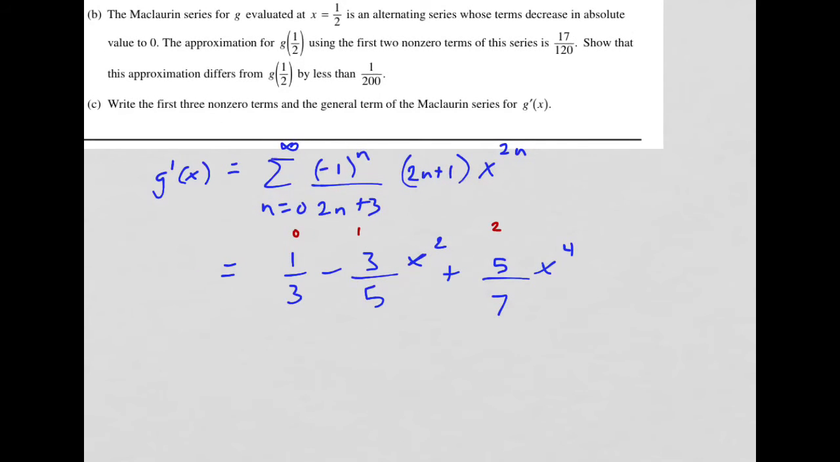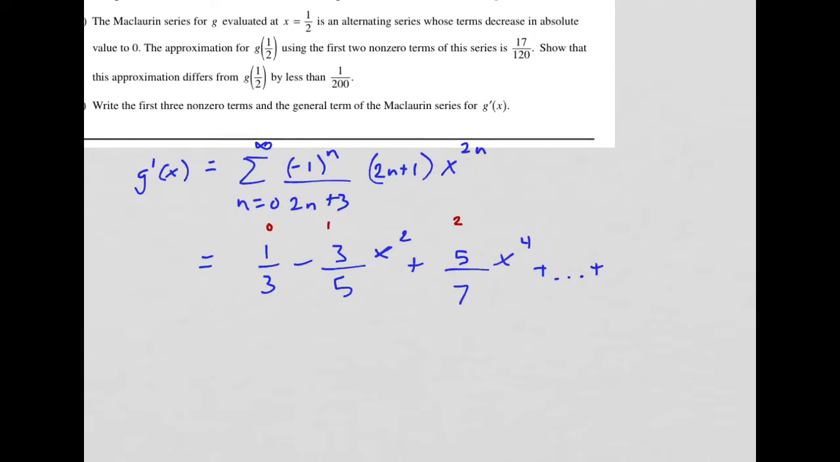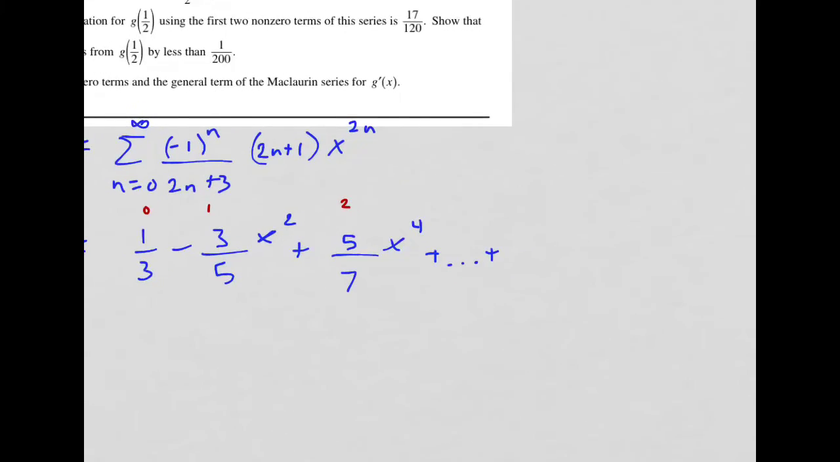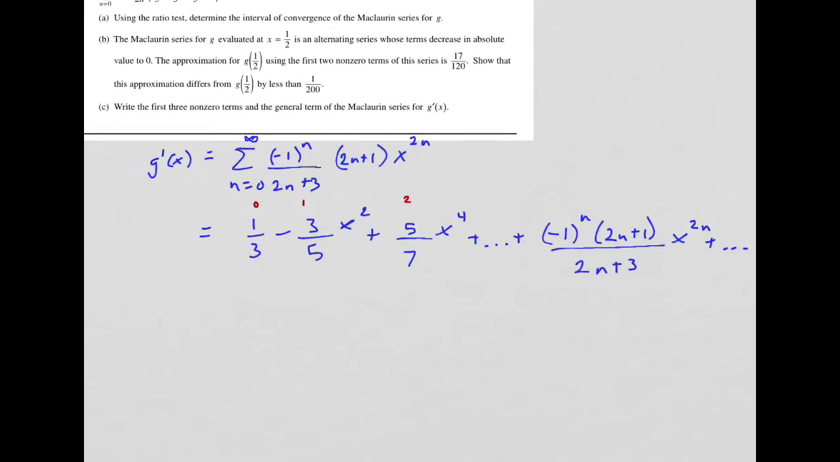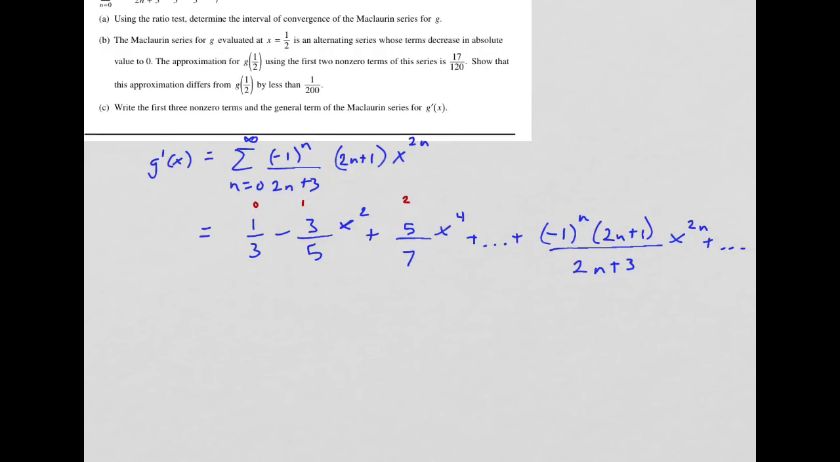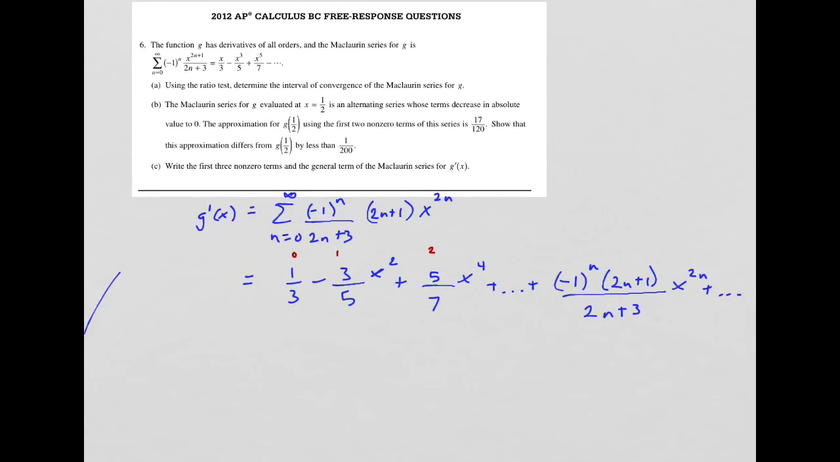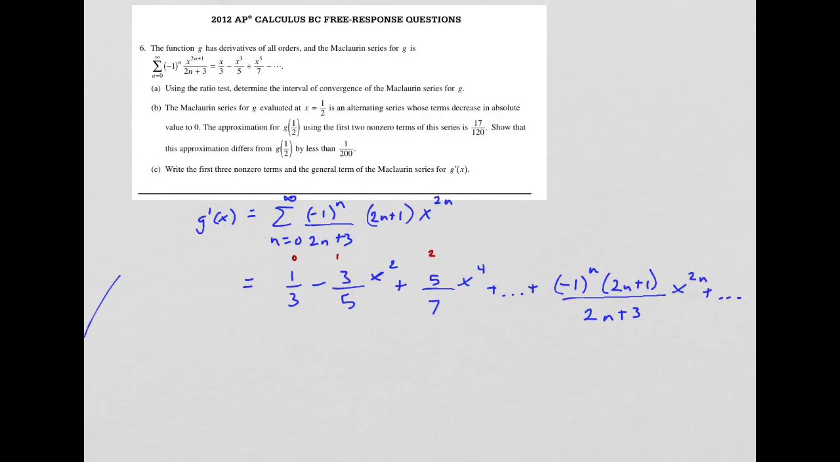So the first three non-zero terms, very easy. And then also the general term, which is that part. I don't even have to simplify. You go, dude, I don't have to simplify. So negative 1 to the n times 2n plus 1 over 2n plus 3 times x to the 2n, and it goes on. Right, the first three non-zero terms and the general term of the Maclaurin series for G prime. Dude, that's so easy. I think you should get a 9 on this one. That's crazy easy. Good day.